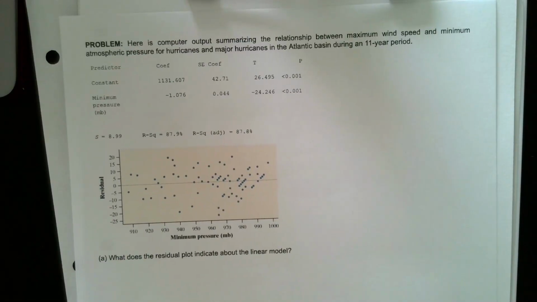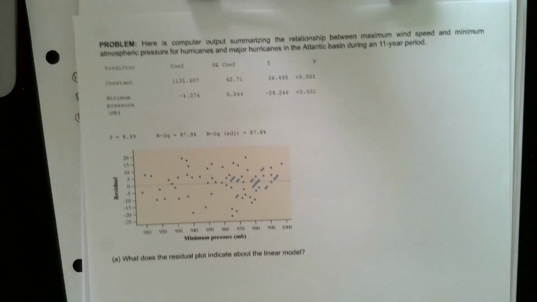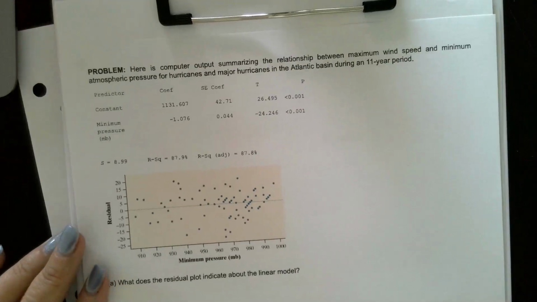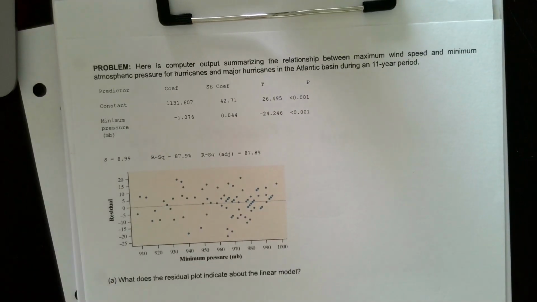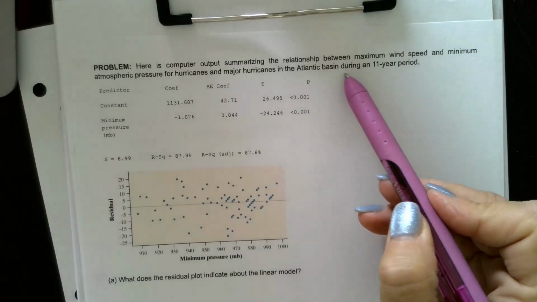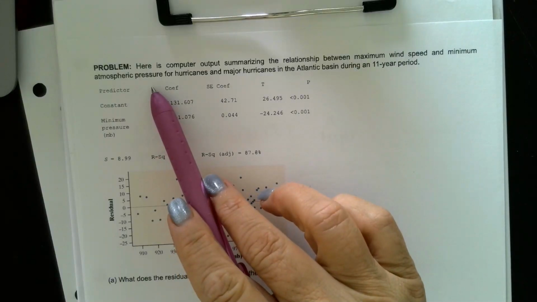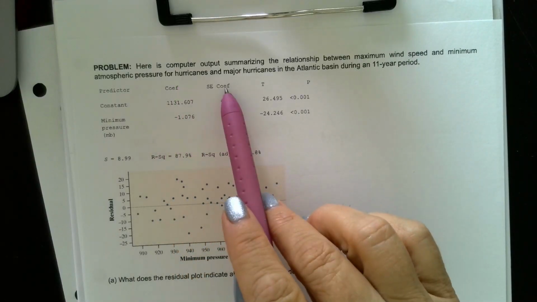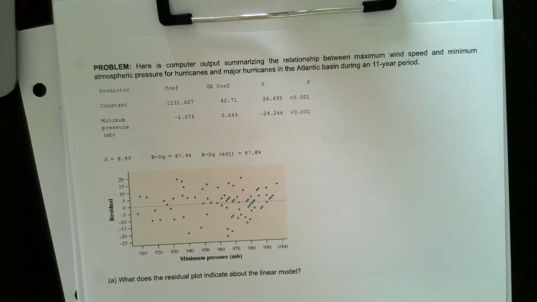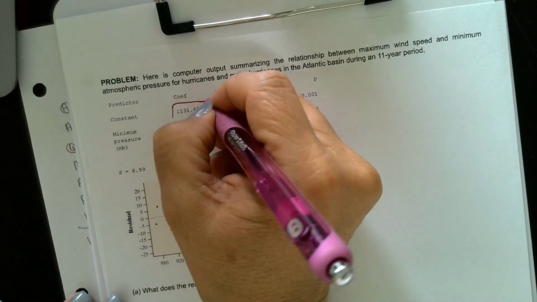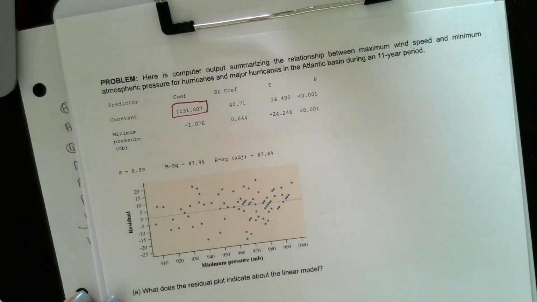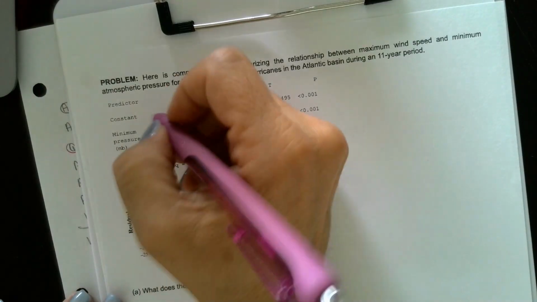Okay, last question that we have here. This problem says we have a computer output summarizing the relationship between the maximum wind speed and the minimum atmospheric pressure for hurricanes and major hurricanes in the Atlantic Basin. So we've got this printout. It's got everything in here that we know. So let's look at this. We know that this value here is going to be my intercept.